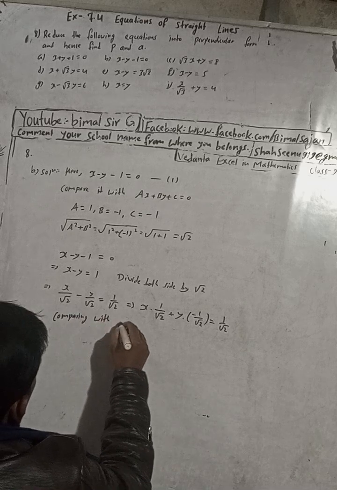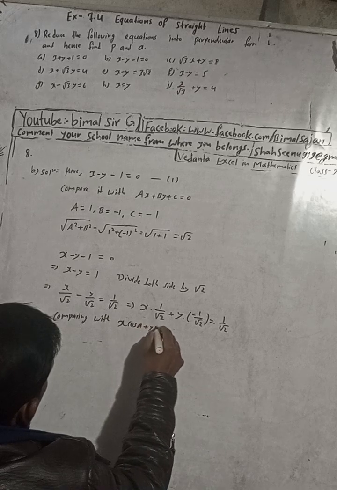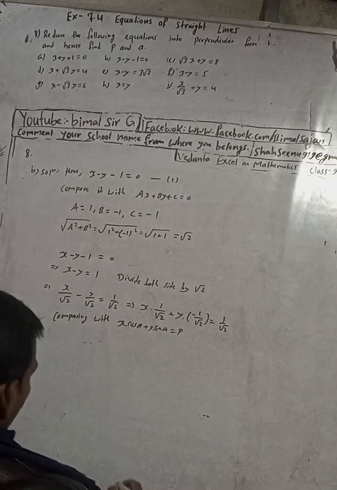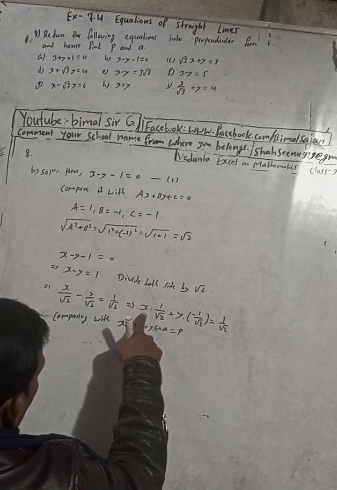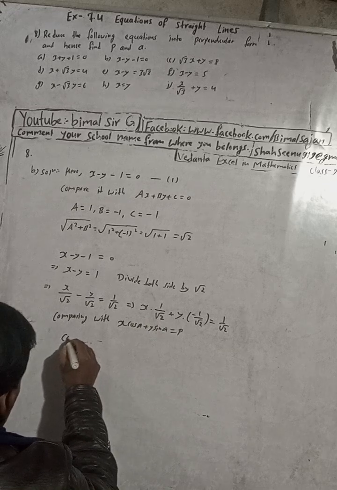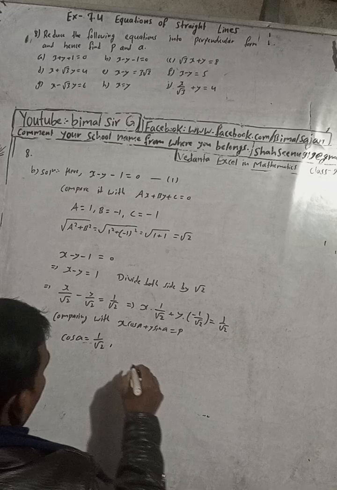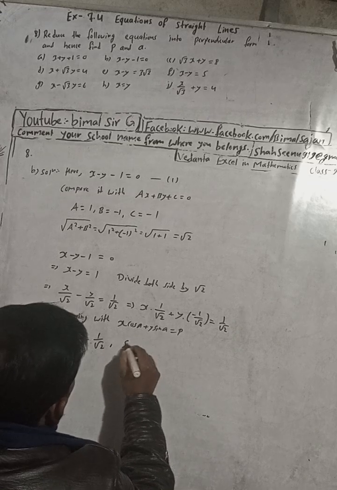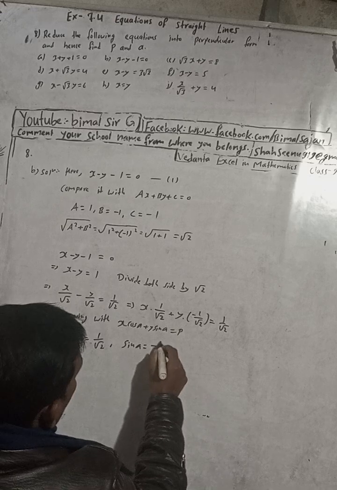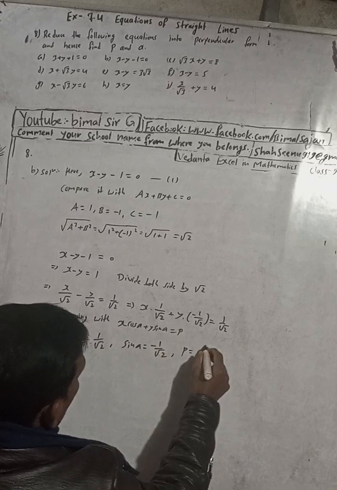Now comparing with x cos alpha plus y sin alpha is equal to p. When we compare this equation, x cos alpha there is 1 by root 2, so cos alpha is equal to 1 by root 2, and sin alpha, here is y, sin alpha is minus 1 by root 2, and p is equal to 1 by root 2.